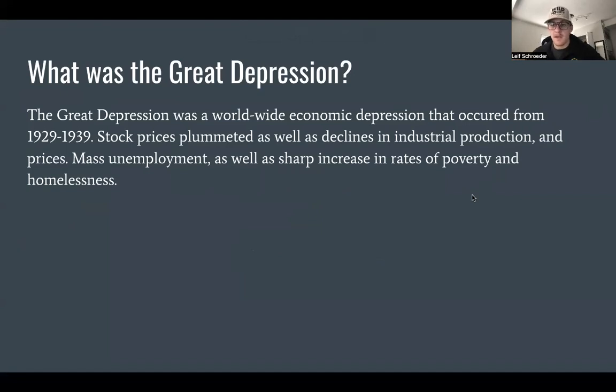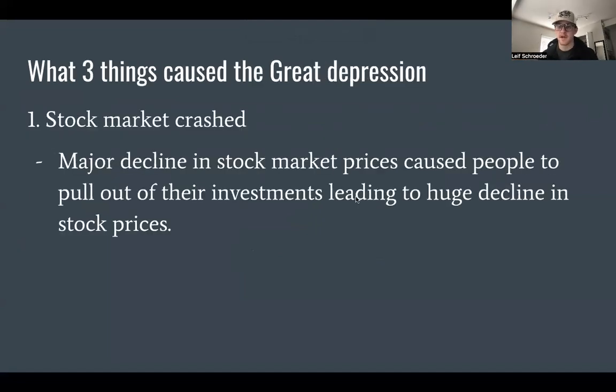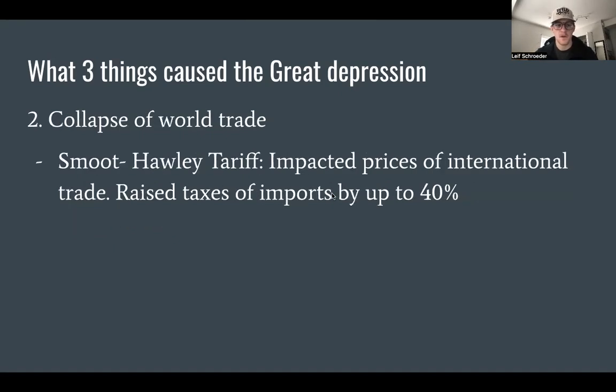So there's three main things that led to the Great Depression. The first being the stock market crashing. The stock market crash caused a major decline in stock market prices, causing investors to pull out their stocks, leading to a huge decline in stock market prices.